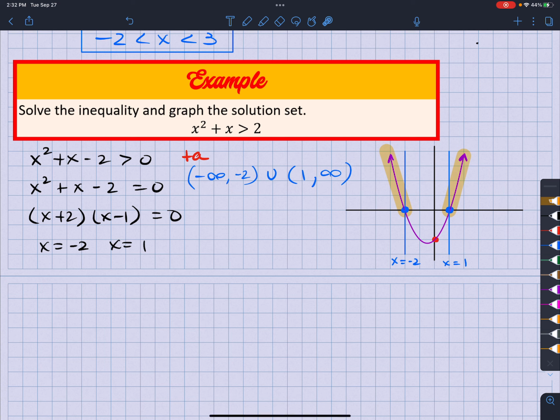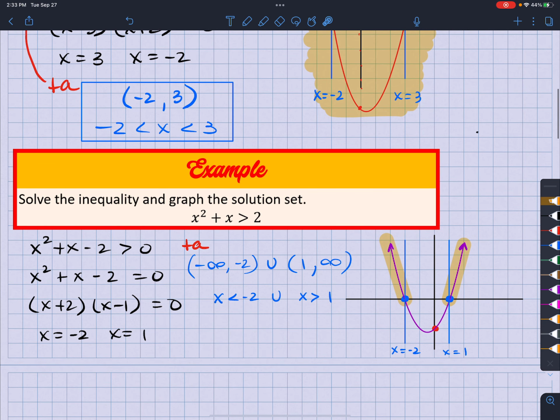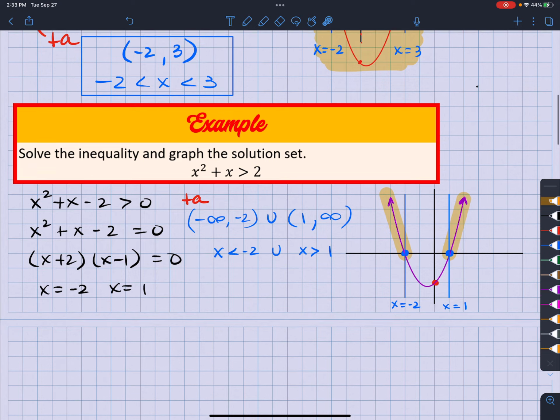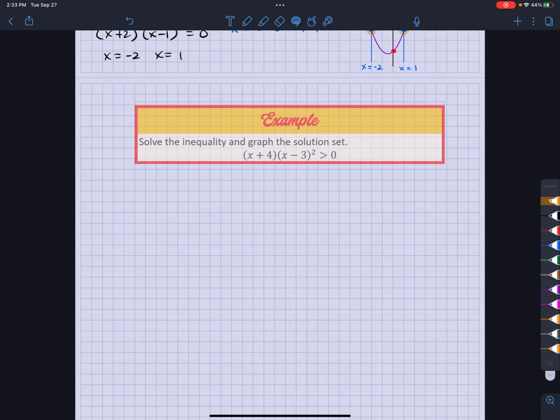If I had to write it, it would be x is less than -2 or x is greater than 1. Because everything to the left of -2 is going to be greater than 0, and everything to the right of 1 is going to be greater than 0. So be careful. It's not always going to be in between. It could be the other way. All right, so be careful. Let's take a look at this one here.